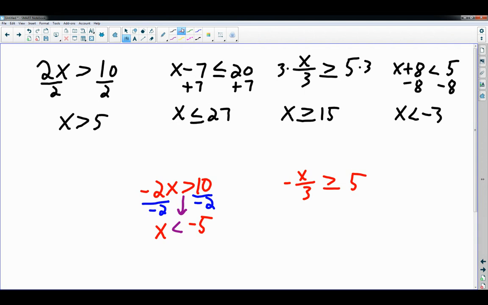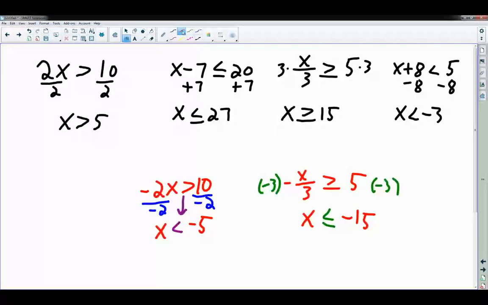And it works the same way with the less than or equal to sign. If I multiply both sides by negative 3, we'll get that red x is less than or equal to negative 15.